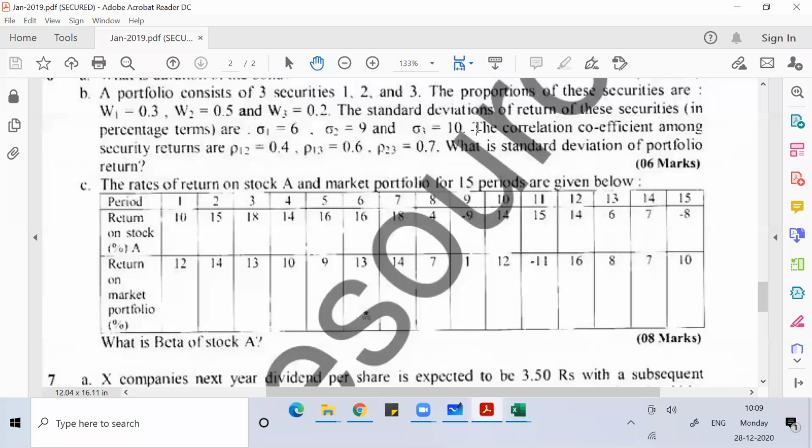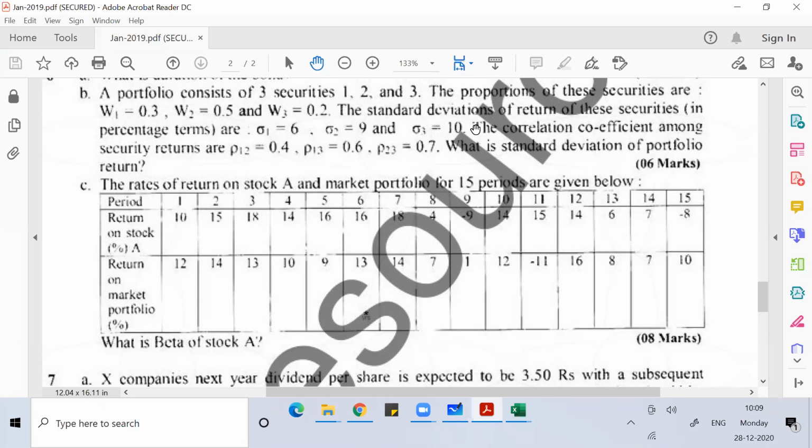In this class, we are discussing the problem which came for 8 marks in December January 2019, and this question is about the beta of the stock. In this problem, as you can see, question number 6C, the return of the stock is given to you. The return on the market is given to you. Based on this data, you have to find the beta of the stock.